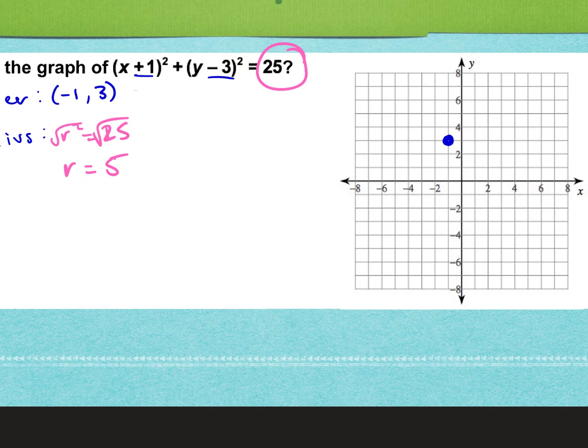So I go 5 in every direction. I'm going to go up 5, down 5, to the right 5, and left 5. So I go 1, 2, 3, 4, 5. That's a point on the edge of my circle. 1, 2, 3, 4, 5. That's a point. And again for the other two directions. Then once you have your 4 points, just draw a circle around it. So that's how we graph a circle.